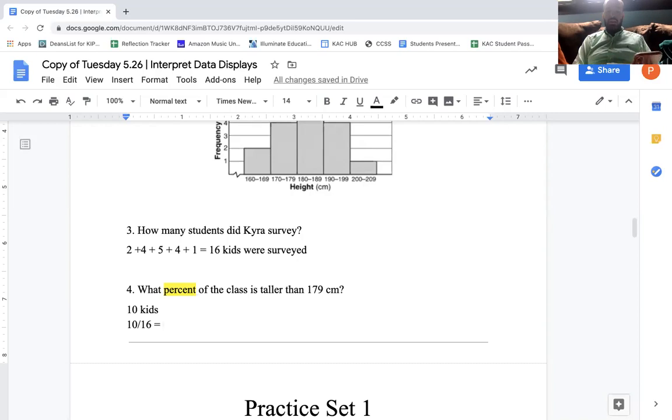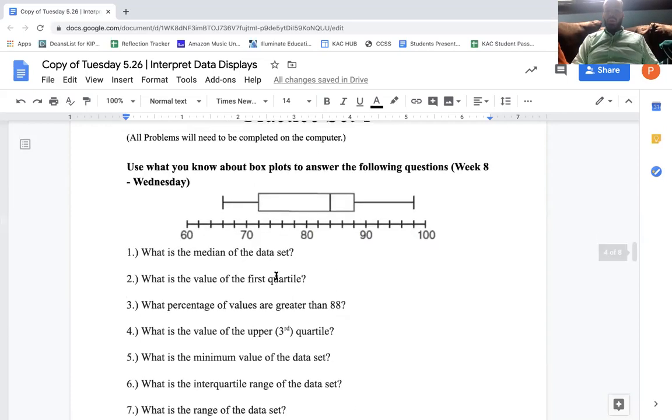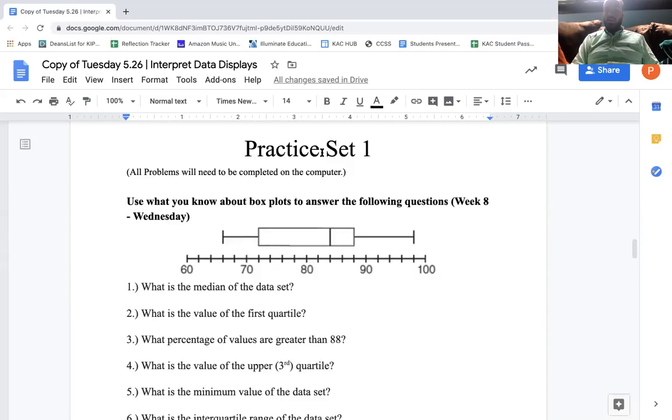divided by 16. 10 divided by 16 on my calculator says 0.625. That's not a percent, that's a decimal. I still have to change it to a percent by moving the decimal twice. 1, 2. So my percent is 62.5%. Again, with a calculator, that's super easy, but in 7th and 8th grade, you're going to be allowed to use a calculator.